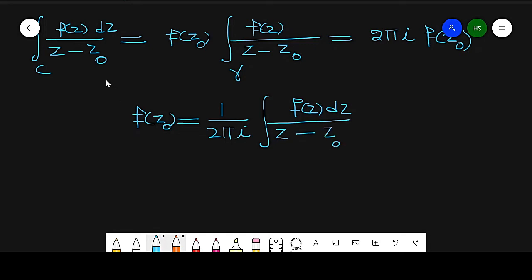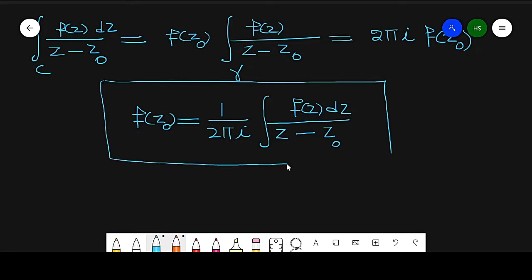So this is the value of integration. This is our result. This is the Cauchy formula. This is a very important result. In this Cauchy integral formula, we can find the value of a function at some point z0, which lies inside the circle, inside the simple closed contour.